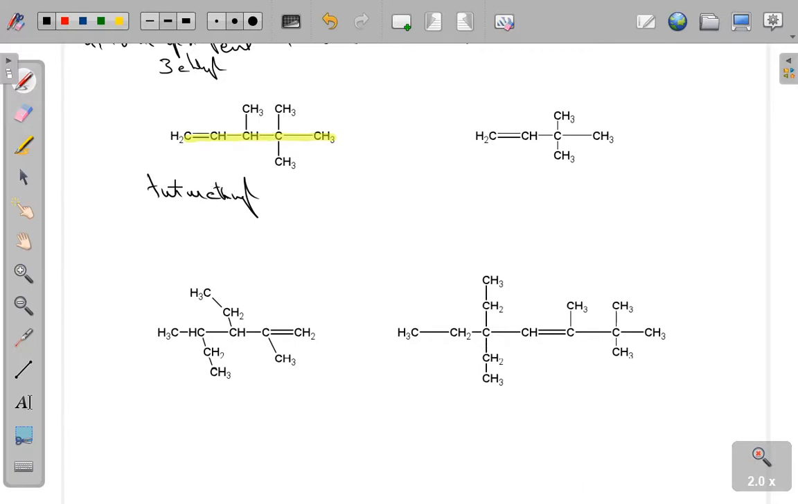Trimethyl. Where? Well, there's your double bond, so it's going to be pent. Where? 1-ene. So therefore that's carbon number 1. So that must be 3, 4, 4.